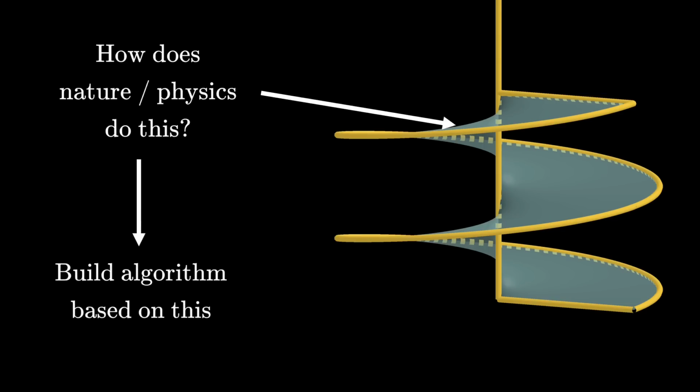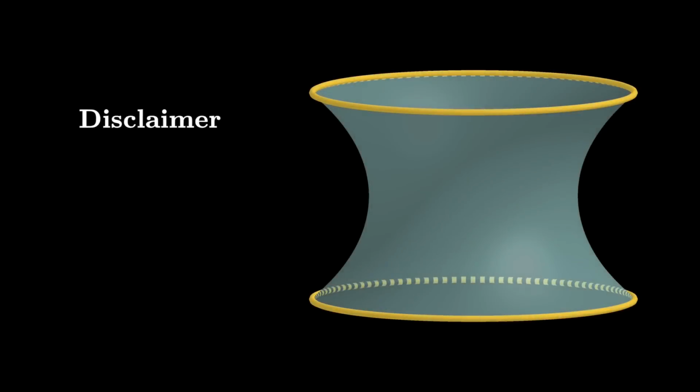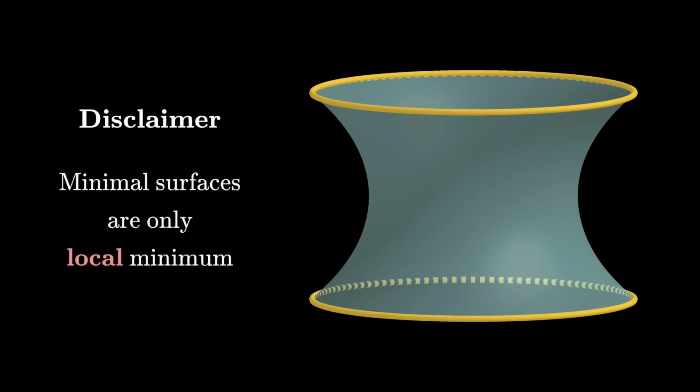However, there is a bit of a disclaimer before we start. The minimal surfaces we will discuss in the remainder of this video are only local minima, in the sense that if you slightly distort the surface, you end up with more area. But it's not necessarily a global minimum. With that, let's see how physics forces the soap film to take the shape of a minimal surface.